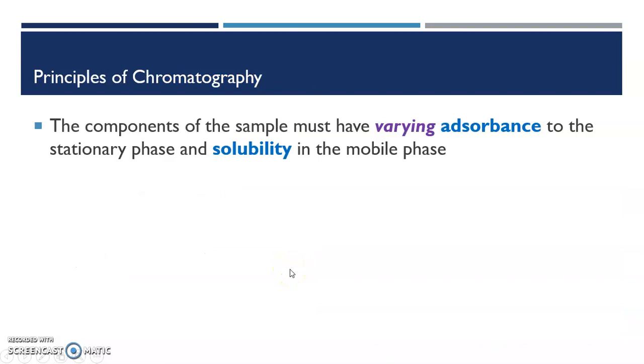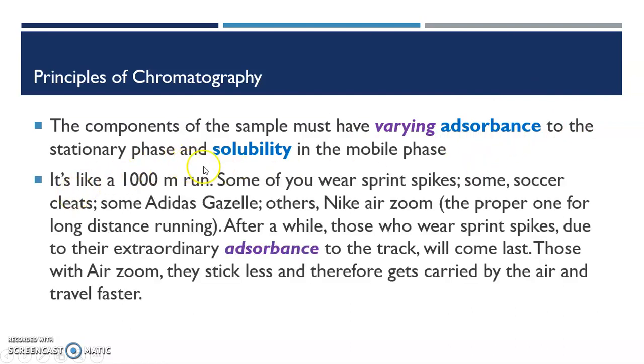Okay. So the principles of chromatography: the components of the sample must have varying adsorbance to the stationary phase and solubility in the mobile phase. So it's not a typo there, it is called adsorbance. Okay. So it's a little bit like a 1,000-meter run. So just imagine that some students wear sprint spikes and some soccer cleats, and others will wear Nike Air Zoom, which is the proper shoe for long distance running, right?